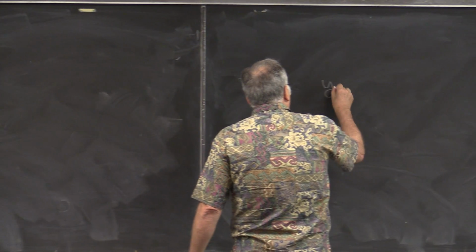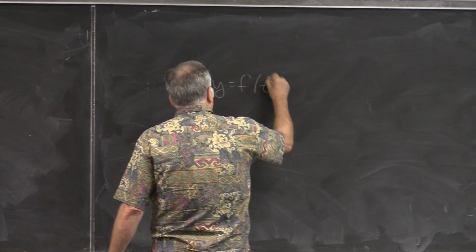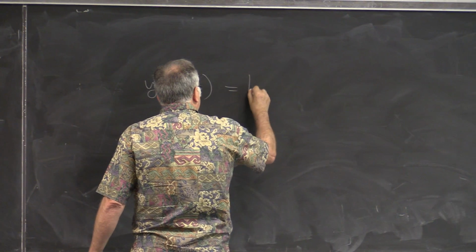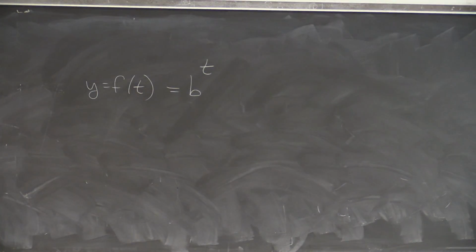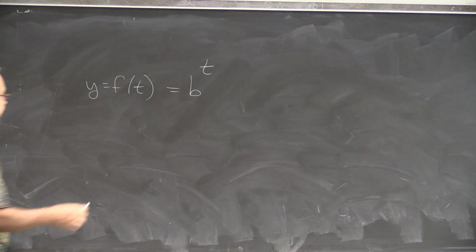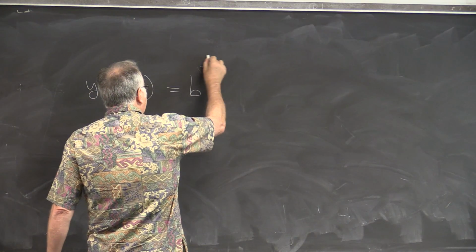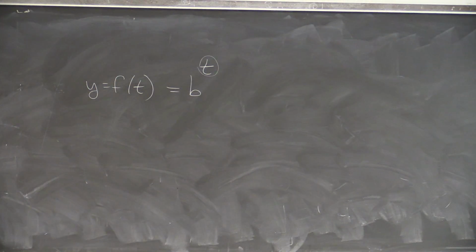So suppose y is some function of t, and just let it be this simple function, b raised to the t power. Notice the independent variable t appears as an exponent. So that's why it's called an exponential function. The term b is referred to as the base. You're raising the base to the t power.